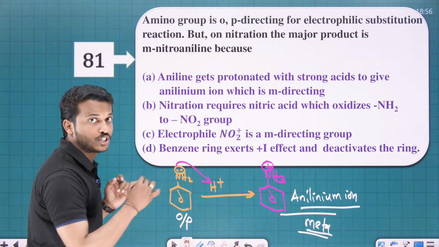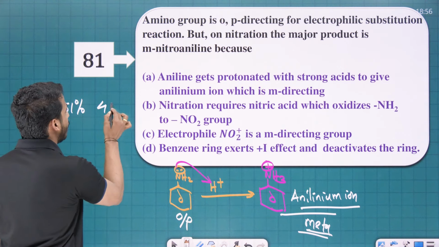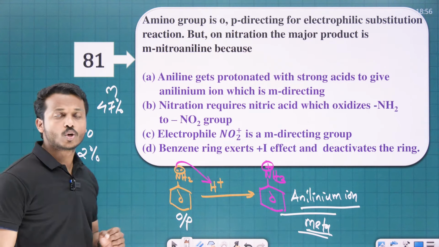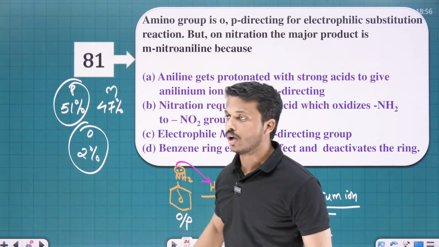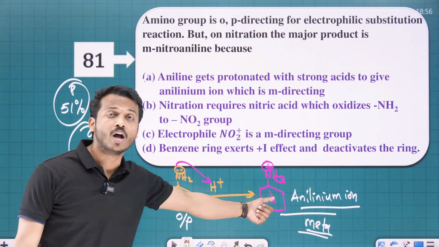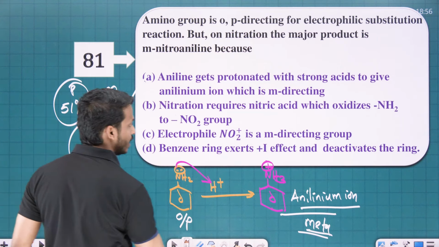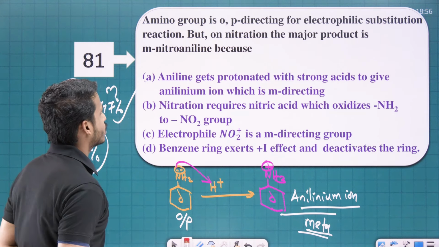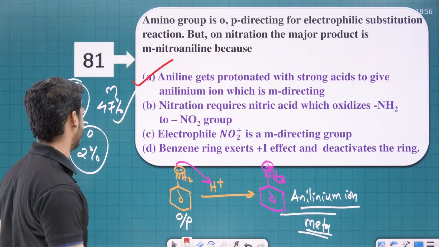When aniline undergoes nitration directly, you will get three products. You get para product around 51%, meta around 47%, and ortho around 2%. Aniline is actually an ortho-para directing group, so it should give only para and ortho. Why is it giving meta product around 47%? Because aniline reacts with the acidic medium to form anilinium ion, which is a meta-directing group. Therefore, you're getting meta product. So the answer is this one: aniline gets protonated, meaning it takes H+ from a strong acid to give anilinium ion, which is meta directing. No doubt option A is the correct answer.